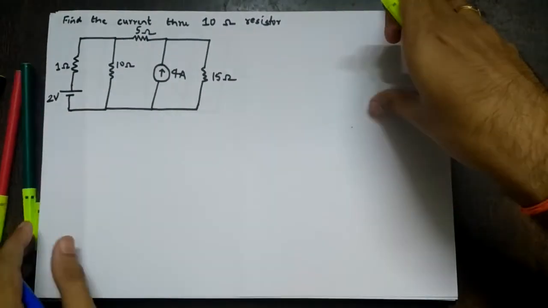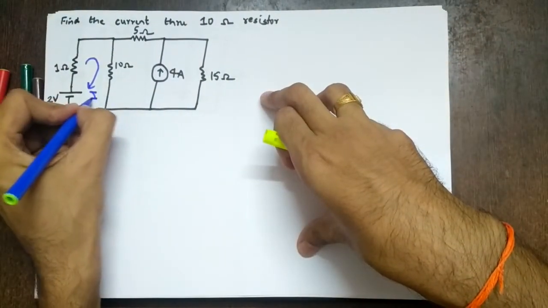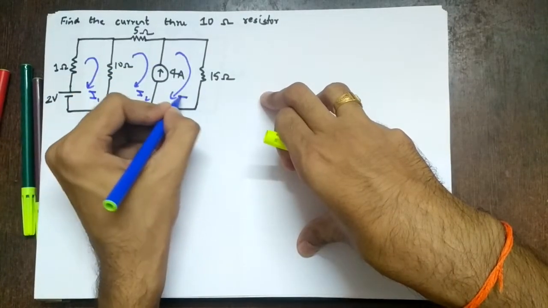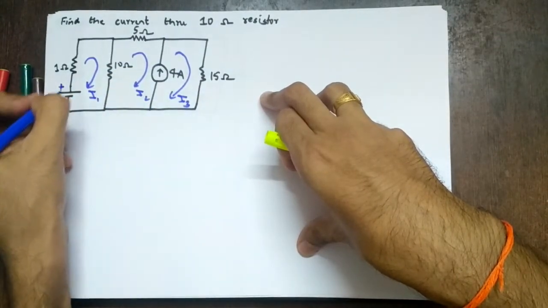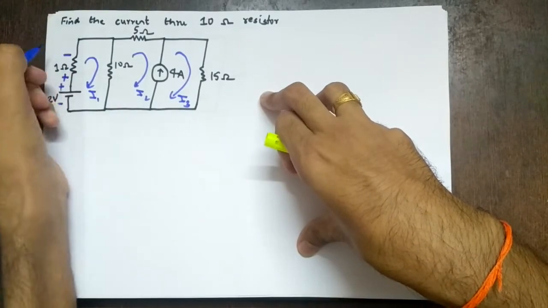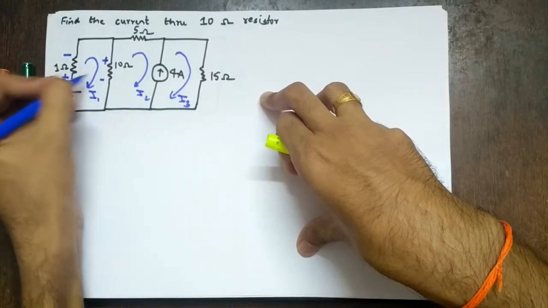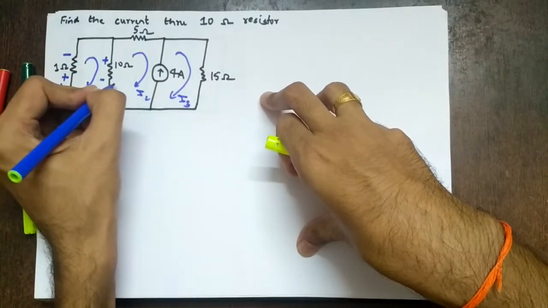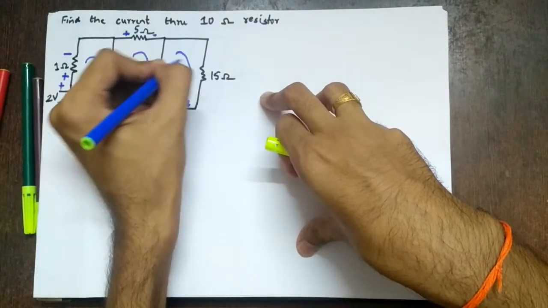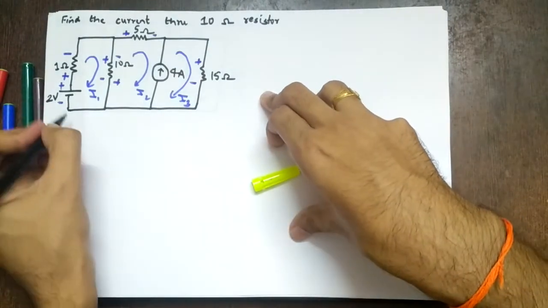So what is your first step in mesh analysis? Always assign the mesh currents. Let's say this is I1, this is I2, this is I3. Then we assign the polarities. This is going upwards, so current flows from higher to lower potential. So this is plus, this is minus with respect to the first loop. For the second mesh, this will be plus minus, this will be plus minus. Similarly for the third mesh, this will be plus minus, right? So now we can start applying KVL.